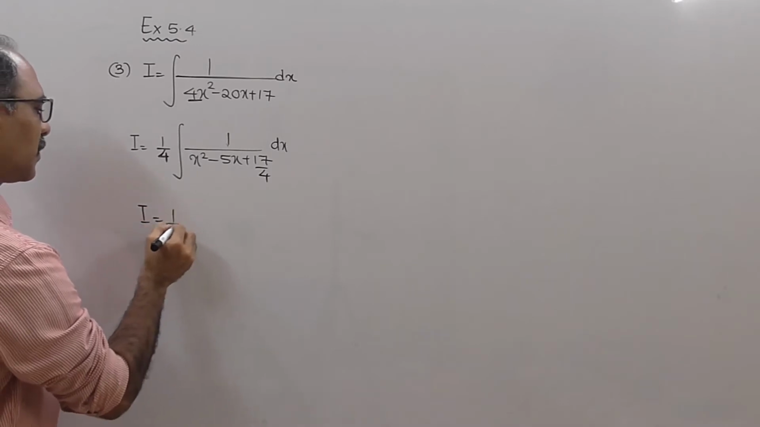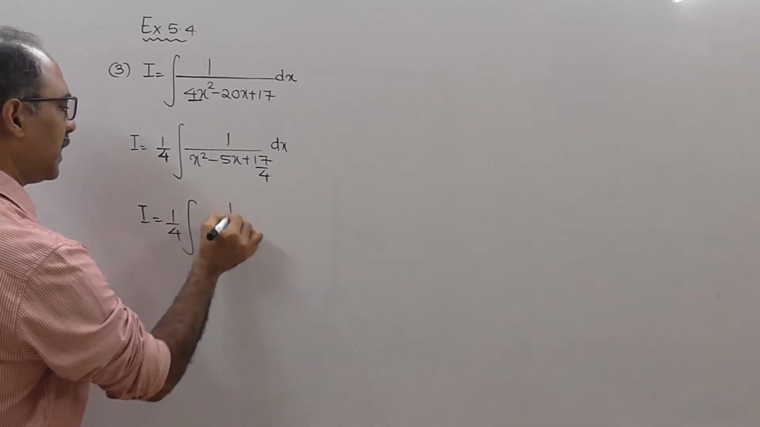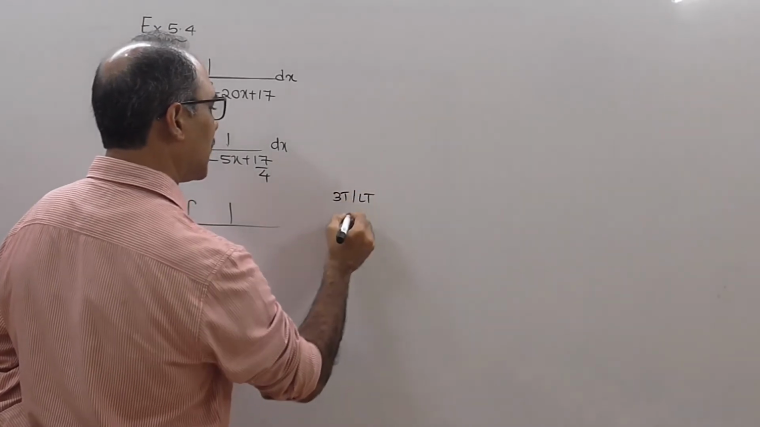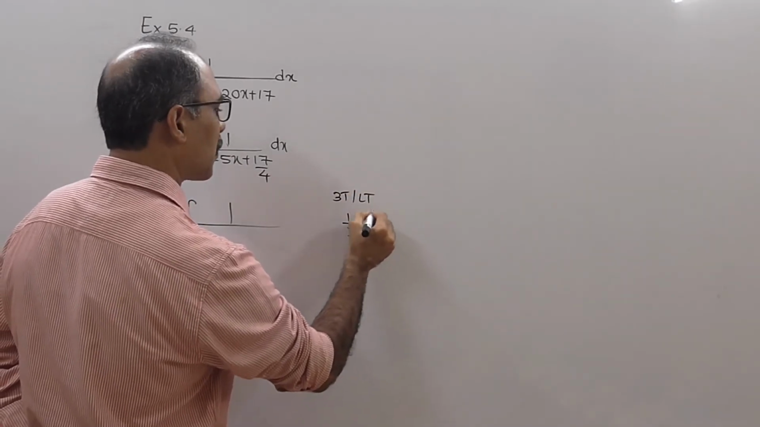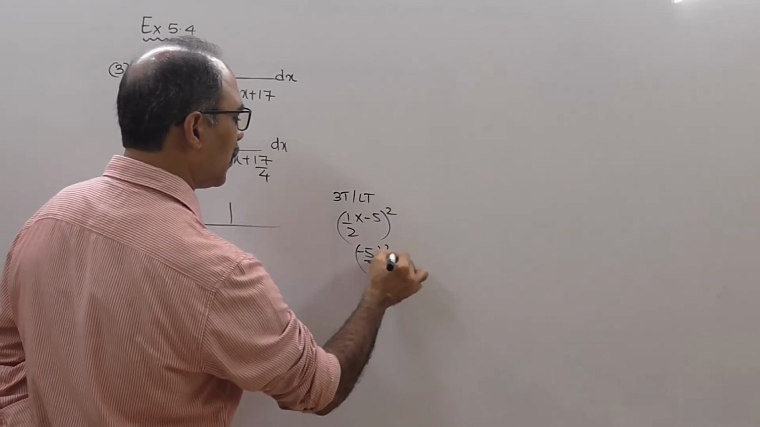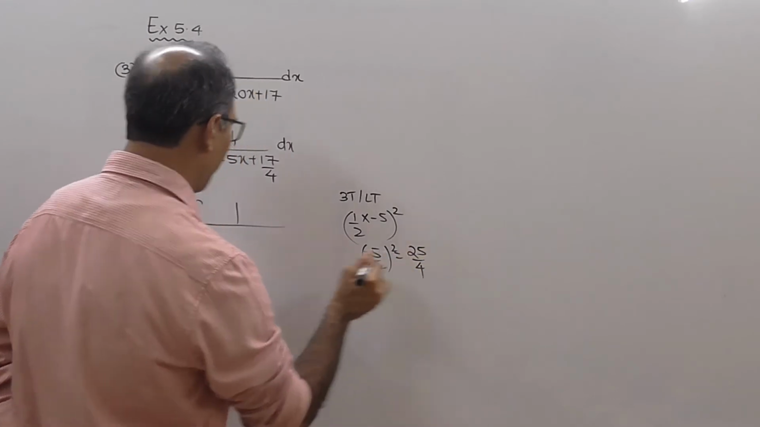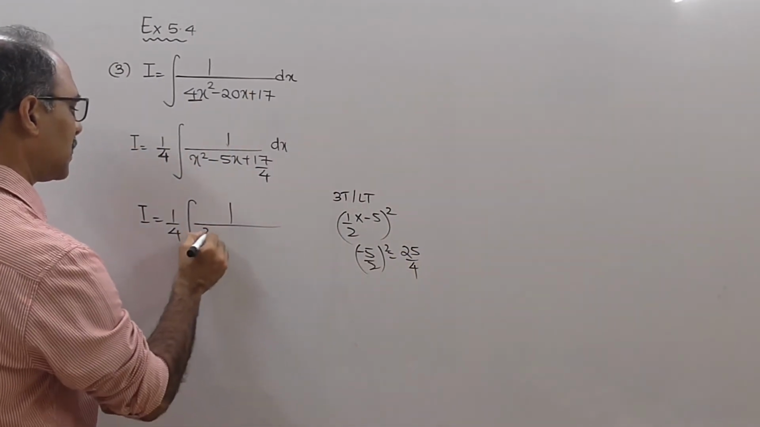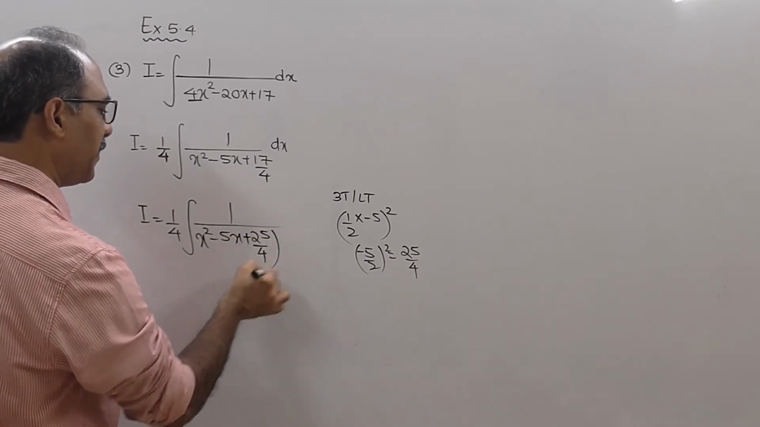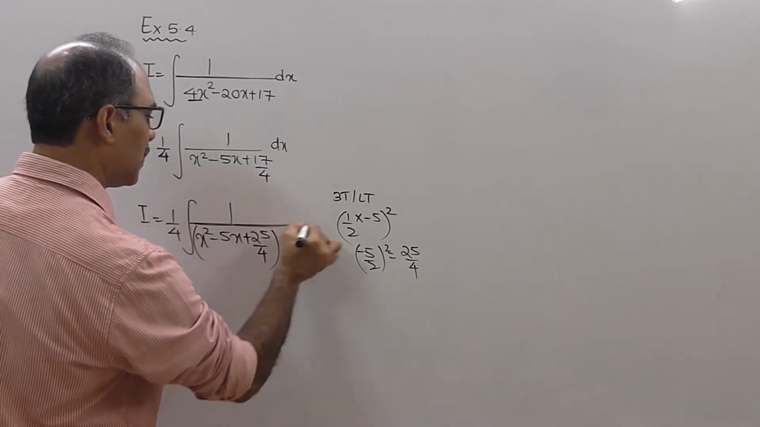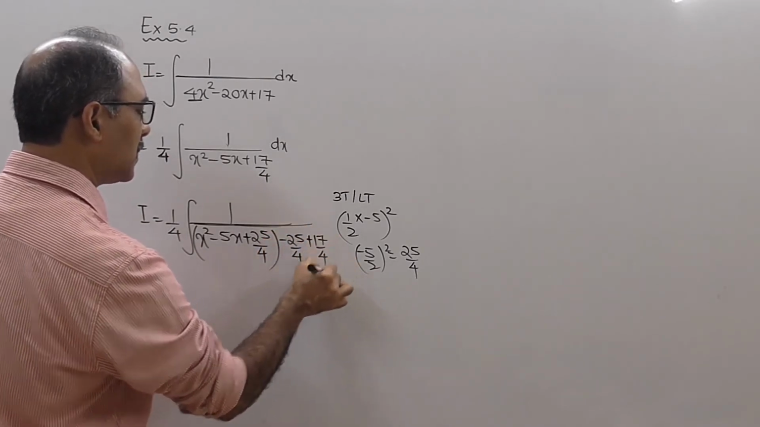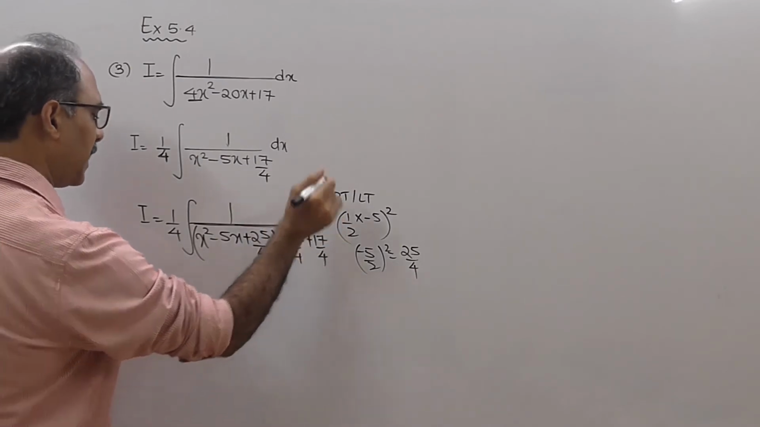So you get I equal to 1 upon 4 integration 1 upon, find the last term, third term, which is half into coefficient of x the whole square. I think it is minus 5 by 2 the whole square, which is nothing but 25 by 4. So you get x square minus 5x plus 25 by 4, put it in a bracket, and next to it will come minus 25 upon 4 plus 17 upon 4, and with that you will have dx.